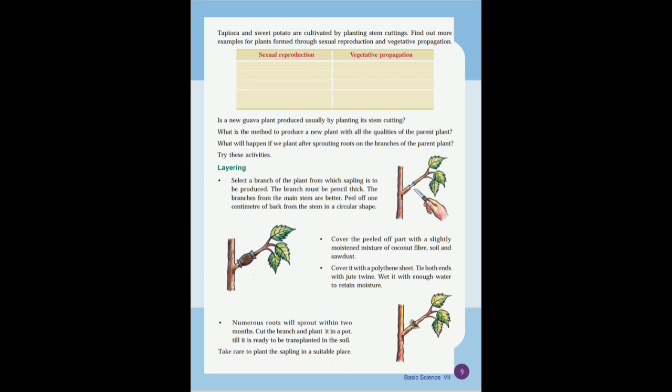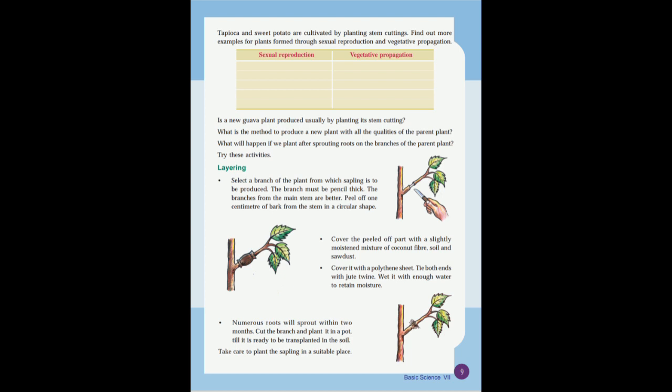Now in our textbook, a different type of layering is given. Layering can be done in different ways. It is similar but in a slightly different way. So let's see how we do this. You can try it at home with the help of your parents. Layering. Select a branch of the plant from which a sapling is to be produced. The branch must be pencil thick. The branches from the main stem are better. Like you can see, a branch from the main stem. You have to take from those.